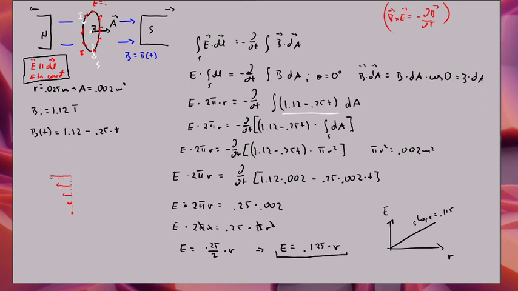Now at some point we find the size of our loop. Let's say our loop is here, and this thing loops around like this. You're only really interested in the value of the electric field here, and that would be easy to calculate. It's just 0.125 times R, where R was given to us as 0.025. Whatever you get here is the solution to the problem, at least part A.